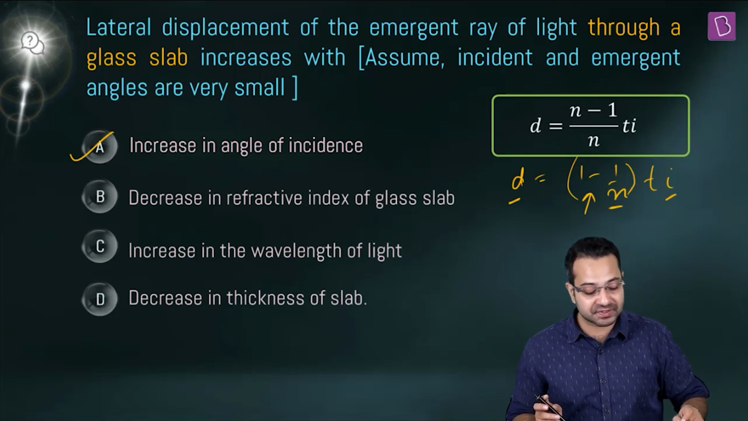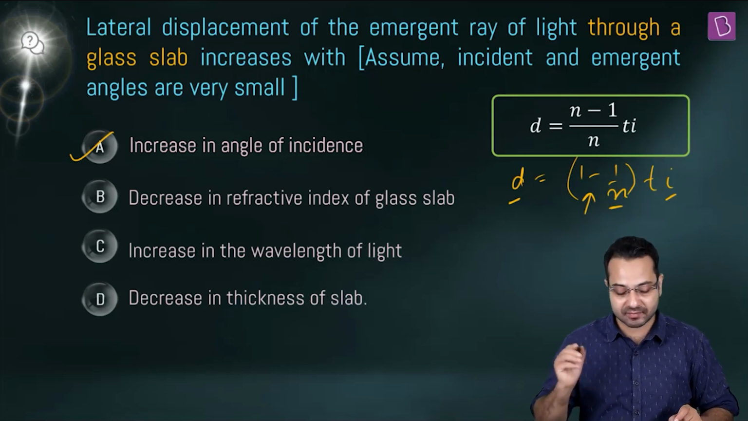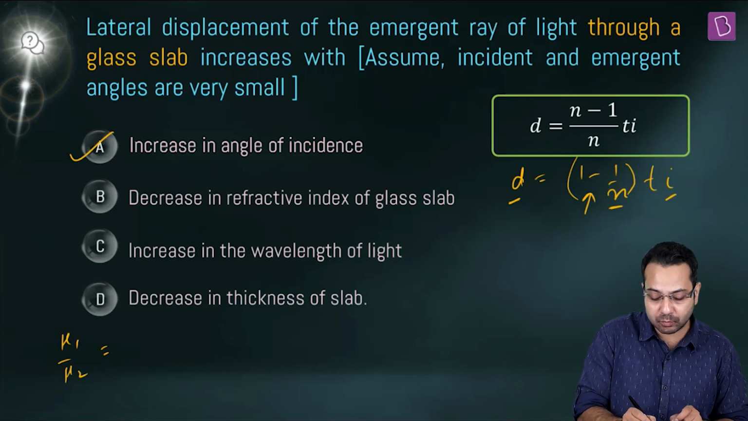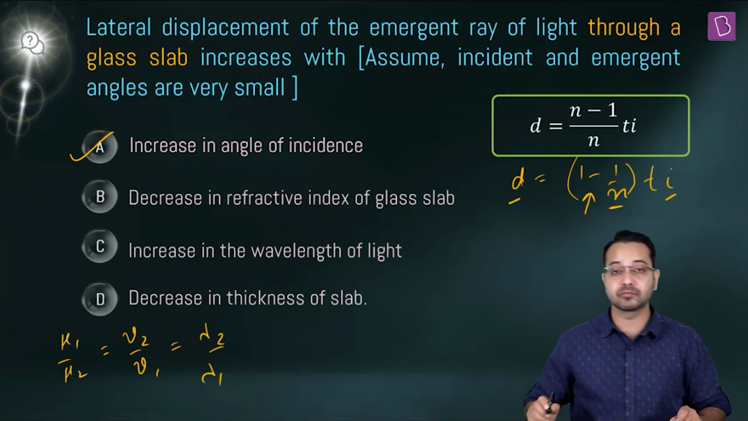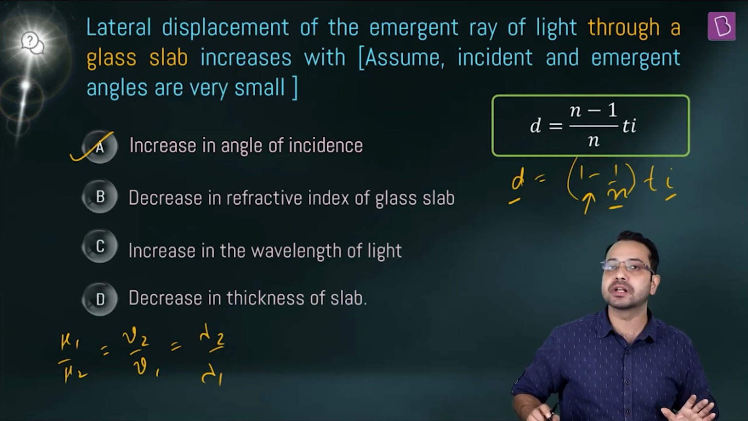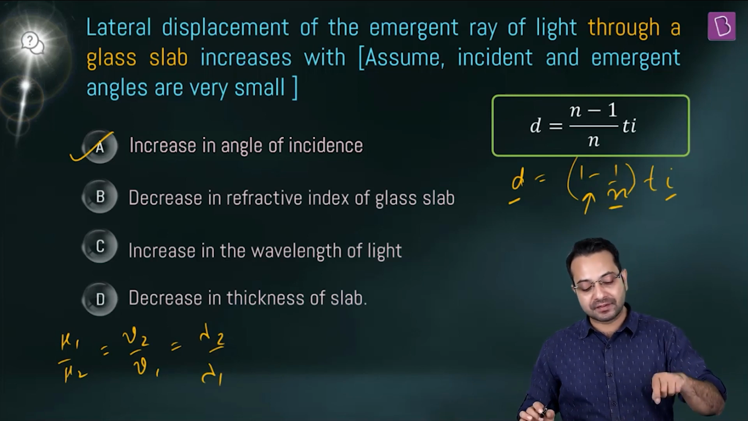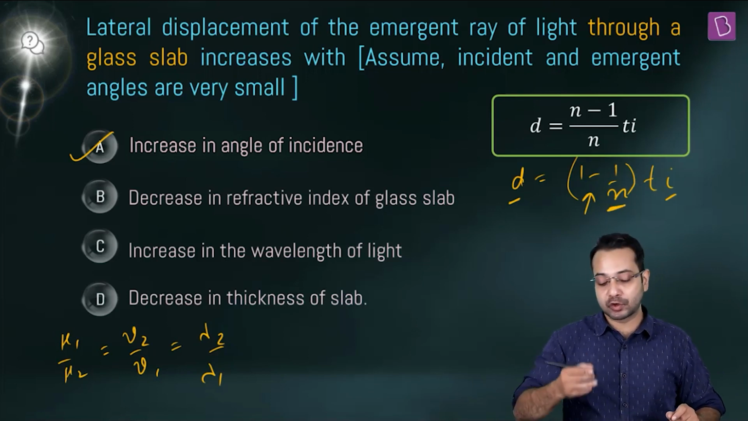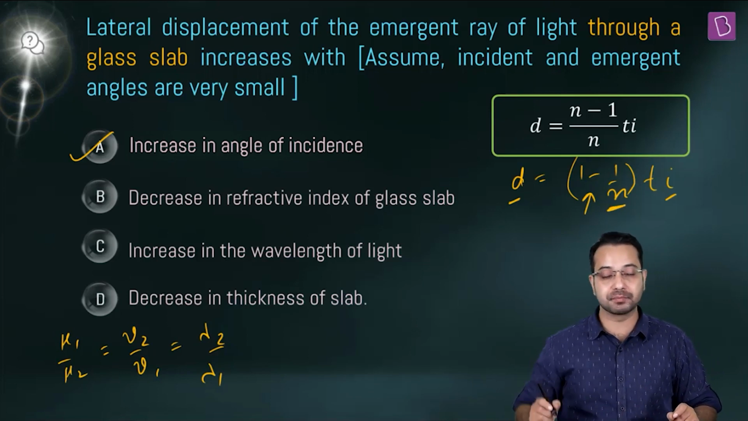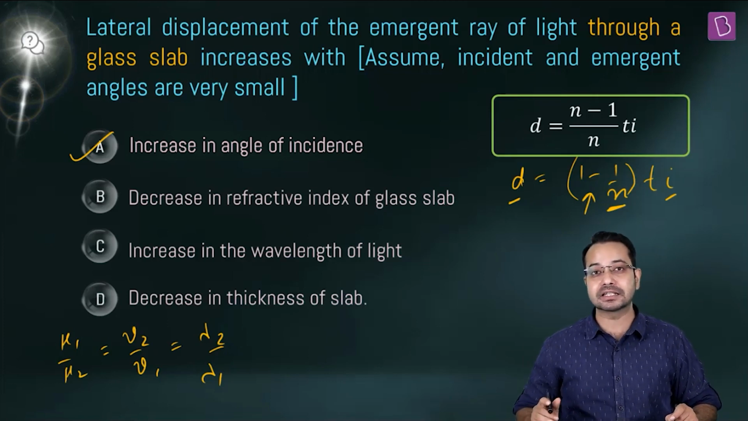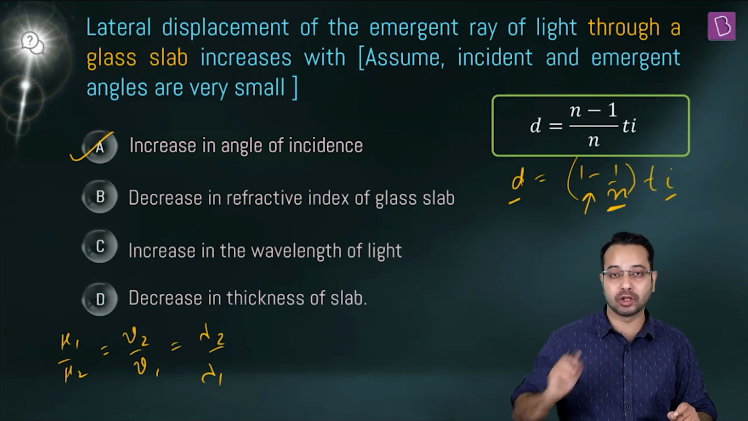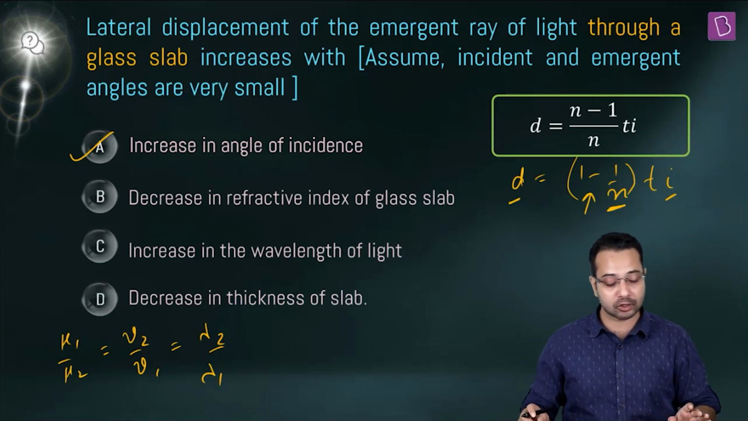What happens in option C? Increase in the wavelength of light. So we know that mu1 upon mu2 is equal to v2 upon v1 is equal to lambda 2 upon lambda 1. So mu has an inverse relationship with lambda. So if lambda is increasing, the refractive index is going to decrease, and we have already seen in option B that if refractive index decreases, then the lateral shift is going to be smaller. So option C also cannot be the correct option.